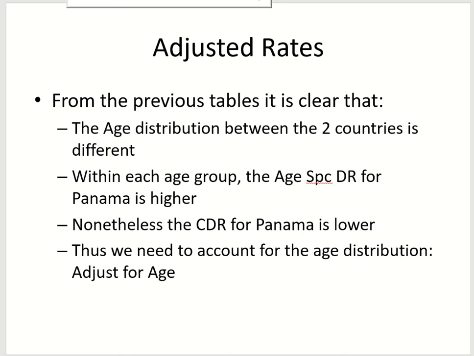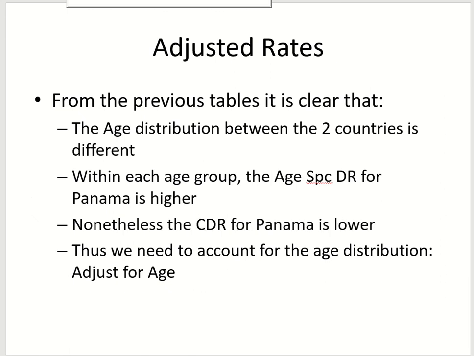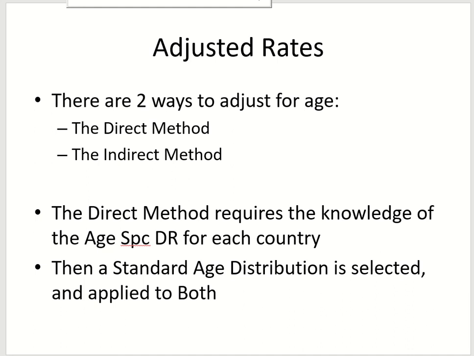Okay? So from the previous tables, it's clear that the age distribution between the two countries is different. Within each age group, the age-specific death rate for Panama is higher. Nonetheless, the crude death rate for Panama is lower. Thus, we need to account for the age distribution between the two countries. So we need to do something. These two countries have different age distributions, and therefore, when you do the crude death rate, it's not fair.